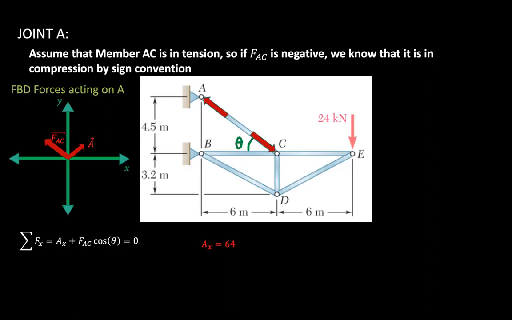So the known information: we saw for AX earlier that it is equal to 64 kilonewtons. Theta is equal to arctan of 4.5 meters over 6 meters. And thus plugging in all the known information, we have 64 plus force of AC times cosine of theta, and that is equal to 0. So the force of AC is equal to negative 80 kilonewtons. So that implies that it is in compression.